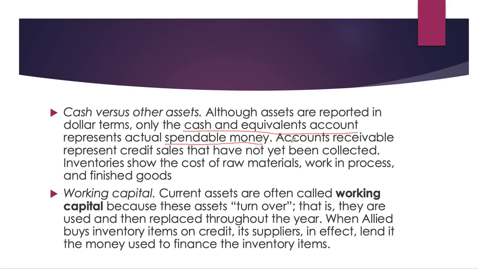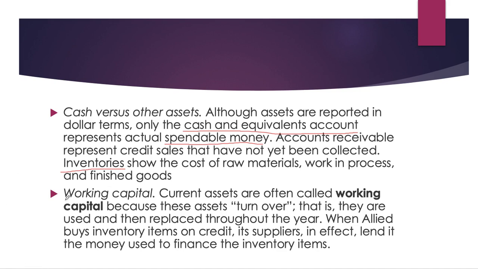On the other hand, we have the inventories. These show the cost of raw materials, work in process, and finished goods. Of course, these have monetary value. For example, the company produced some goods that are available for sale. Although they are not sold yet, in a relatively short term they can be converted to cash.